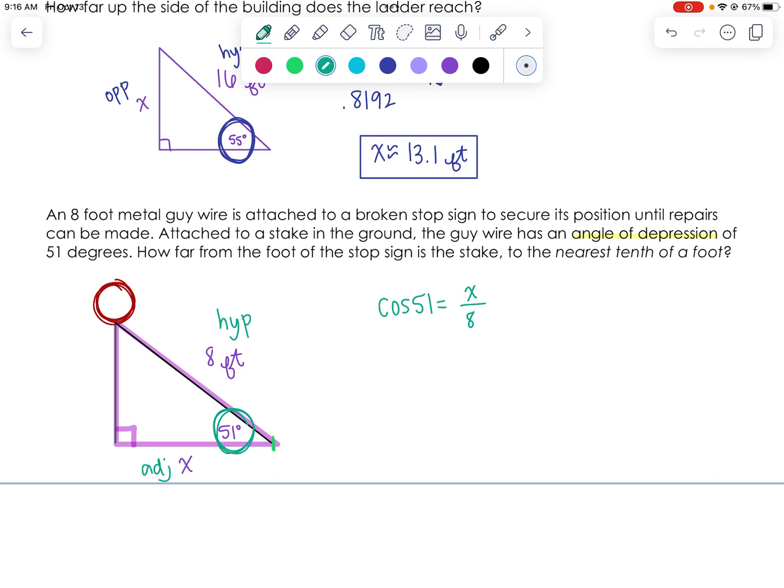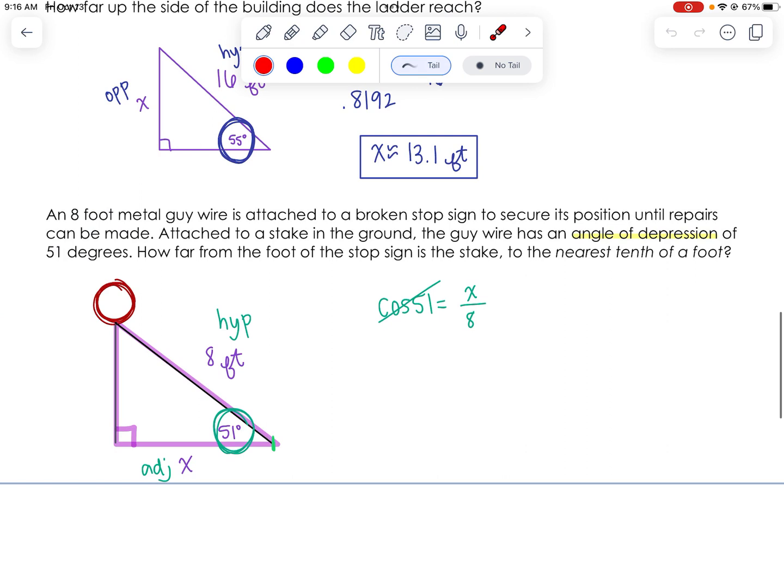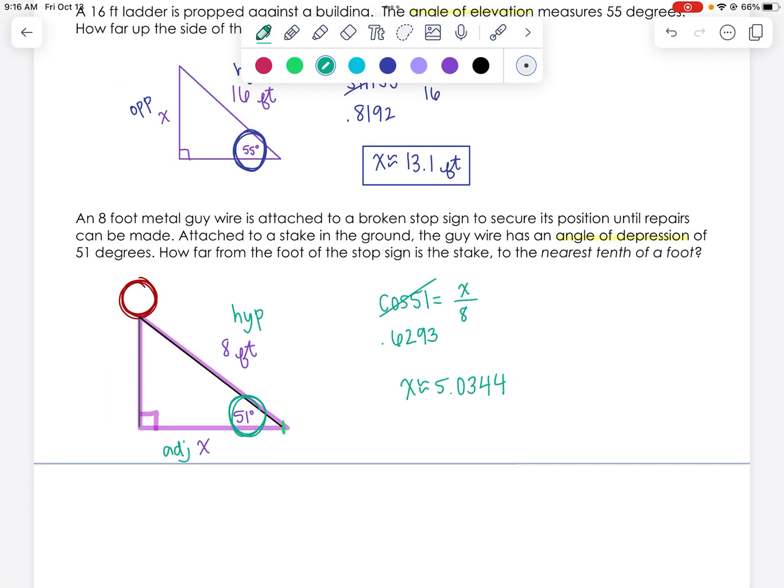And whenever X is up high, remember that you're going to multiply, but you're going to go to your trig chart first and find cosine of 51. And there's something really picky about this problem that we need to be careful of. Cosine of 51 is 0.6293. And then I'm going to multiply that by 8. So 0.6293 times 8. And then X would be about 5.0344 is what you end up with in the calculator.